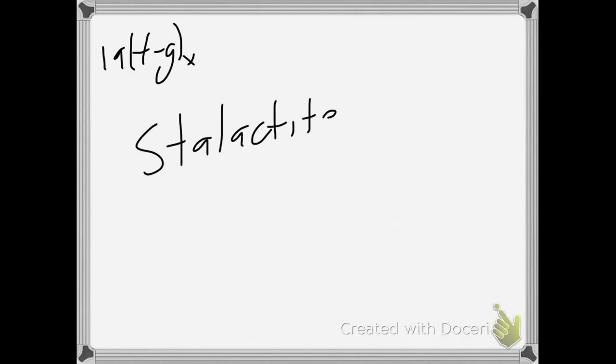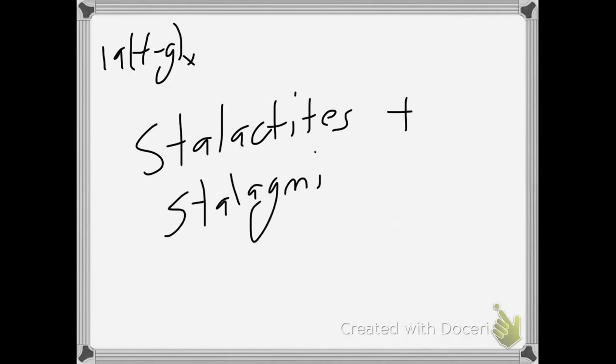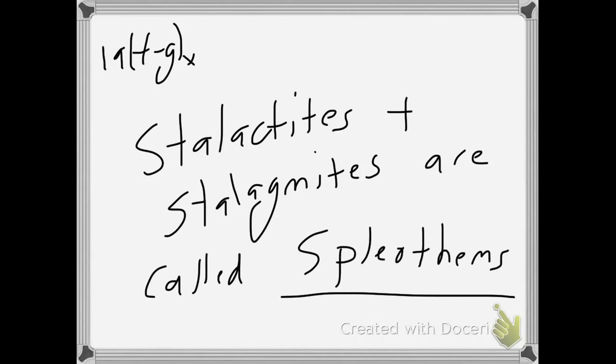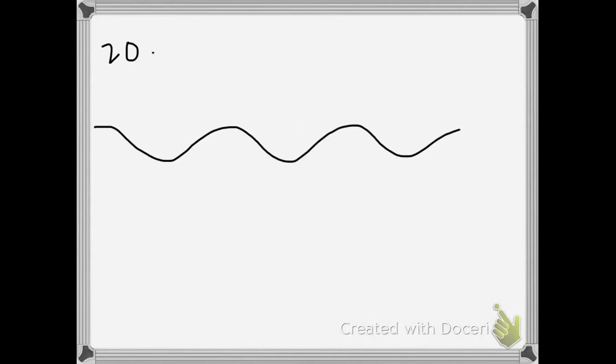Okay, 19. Stalactites and stalagmites, among all sorts of other types of things, are in a group of cave formations which are called by an S word. Okay, these are speleothems. So speleothems are all the beautiful cave decorations you can find.